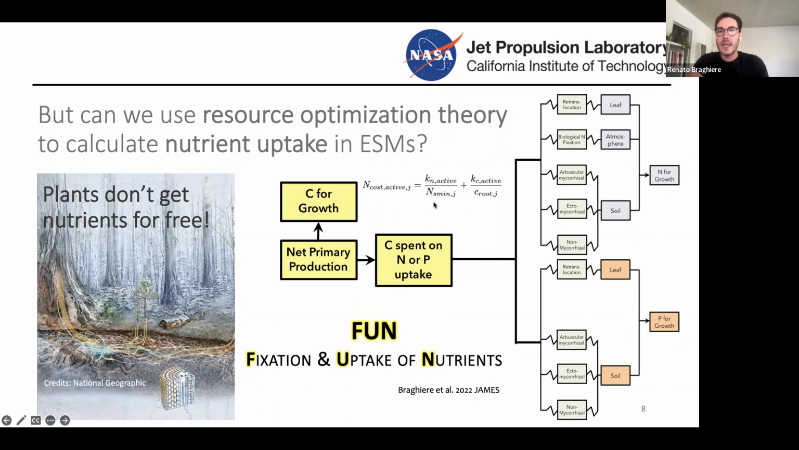Here N_S means the amount of nutrient in that pool, and the pool can be leaf or soil. And C_root is the amount of root biomass in the soil. And so we calculate these cost parameters K associated with each and every one of these pathways. And what we do is we know that plants want to save resources like we do. And so they will always choose the cheapest uptake pathway and acquire nutrients via that uptake pathway.